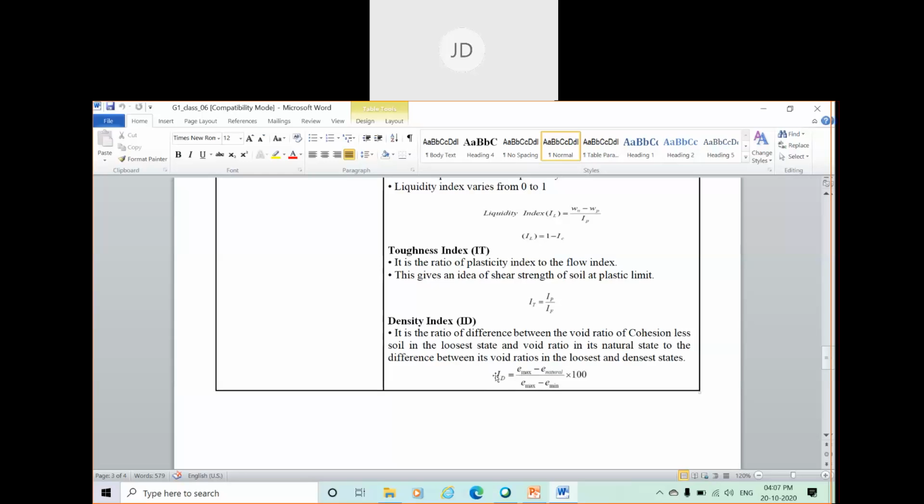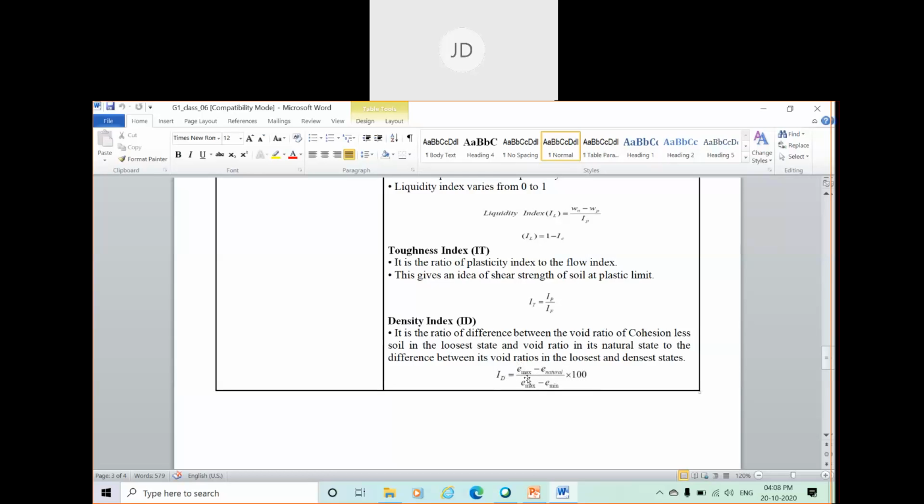Now you can see ID, which is the representation of the density index, I suffix D. It's a ratio. E represents void ratio, max represents maximum, min represents minimum, and n is natural. That means maximum void ratio minus natural void ratio, divided by maximum void ratio minus minimum void ratio, multiplied by 100. It is expressed in percentage.